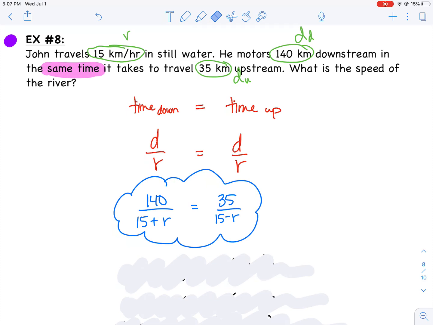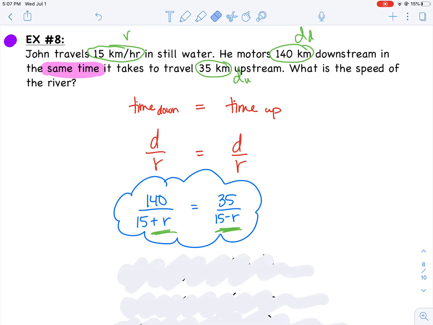Not R minus 15. I'm not going to slow down the river. The river is going to slow me down. So I need to make sure that I put it in that order. The river is going to speed me up when I go downstream, but the river is going to slow me down when I go upstream. So whatever my speed normally is, minus the river's speed. Whatever my speed is normally, plus the river's speed when I go downhill.